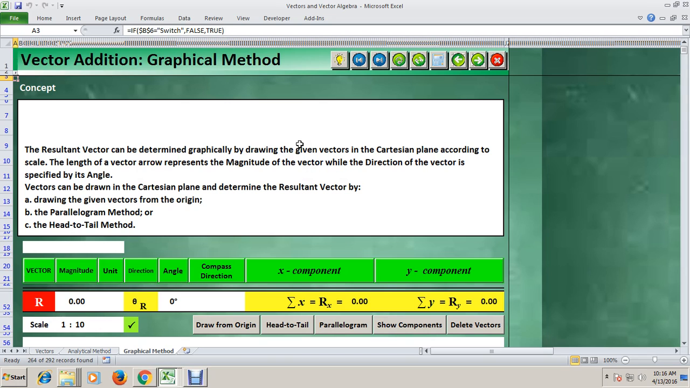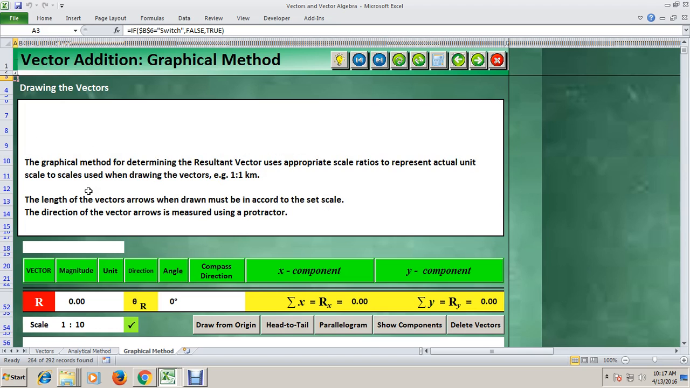So that means if you draw two vectors, one is longer than the other. Therefore, the longer vector or the longer arrow should represent the larger vector in terms of magnitude, while the direction of the vector arrow is specified by its angle. Vectors can be drawn in the Cartesian plane and the resultant vector determined by any of the following methods: drawing the given vectors from the origin, using the parallelogram method, or using the head-to-tail method. Each of these methods will be described later on.